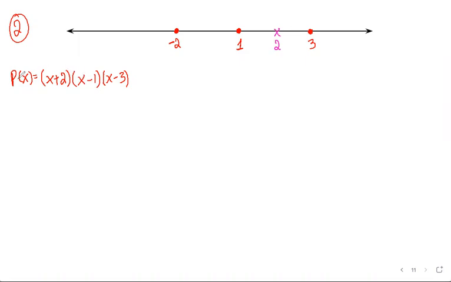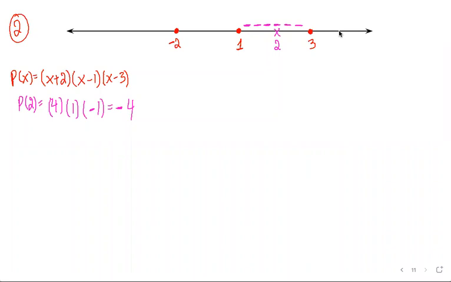Then you plug the 2 inside the polynomial and you check what sign you get. So b of 2 gives me 2 plus 2 is 4, and 2 minus 1 is 1, and 2 minus 3 is minus 1. The multiplication of this, 4 times 1 times minus 1, is minus 4. So the sign is negative. This means from 1 to 3 has a negative sign. This is the first one.